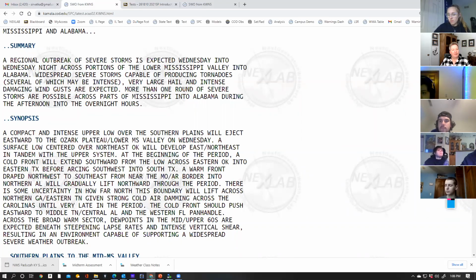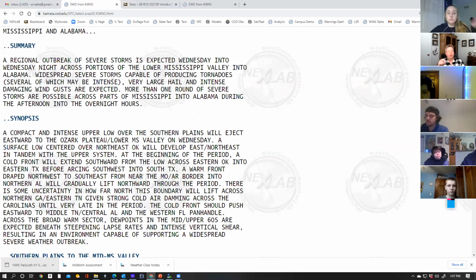First of all, whenever you see this word, that's serious. A moderate risk is usually where they start to use the word outbreak of severe storms, capable of producing large hail, very large hail, intense damaging wind gusts, and more than one round of severe storms. Some of them will be producing tornadoes, and some of them may be intense.